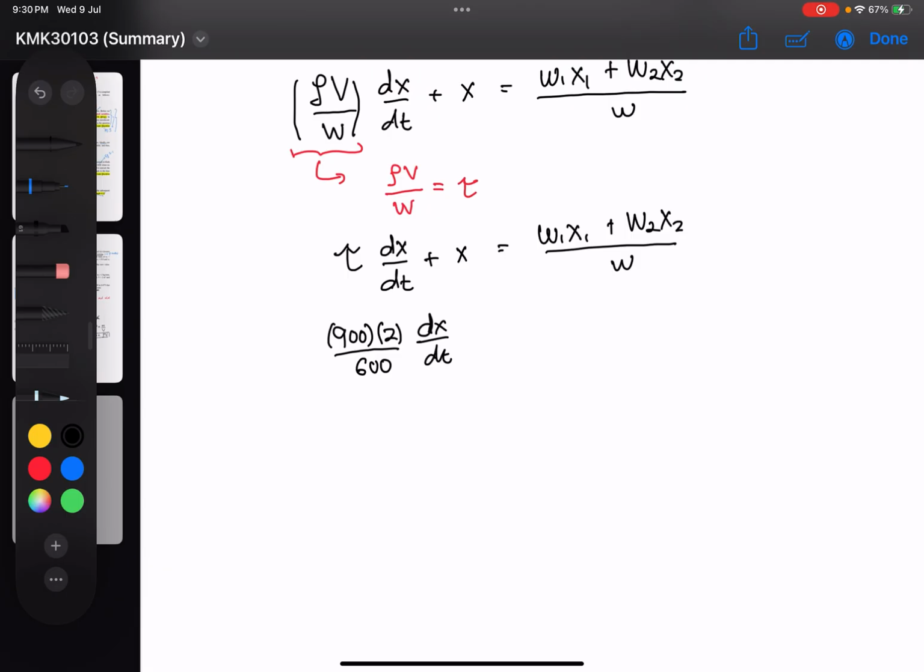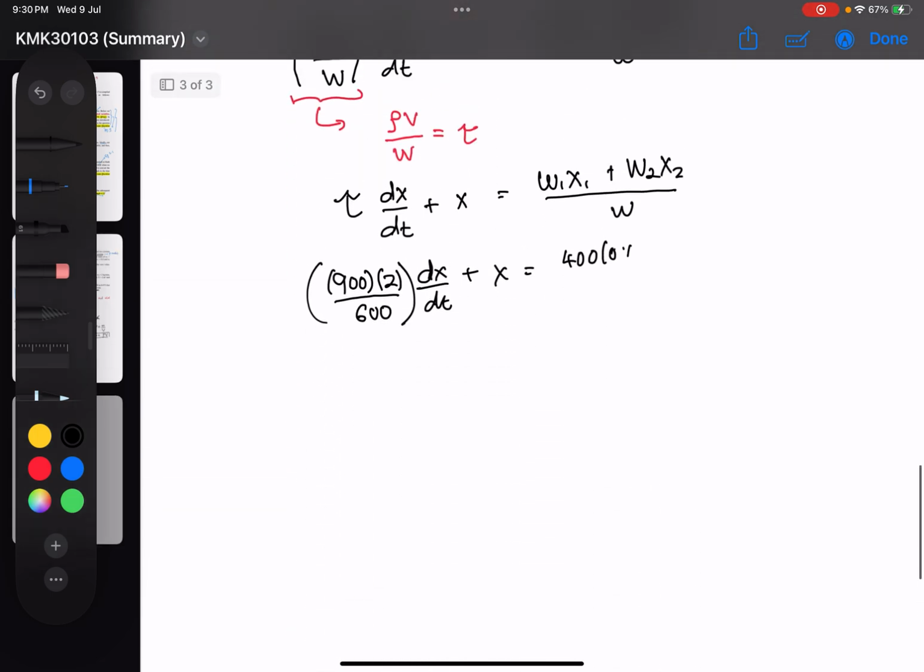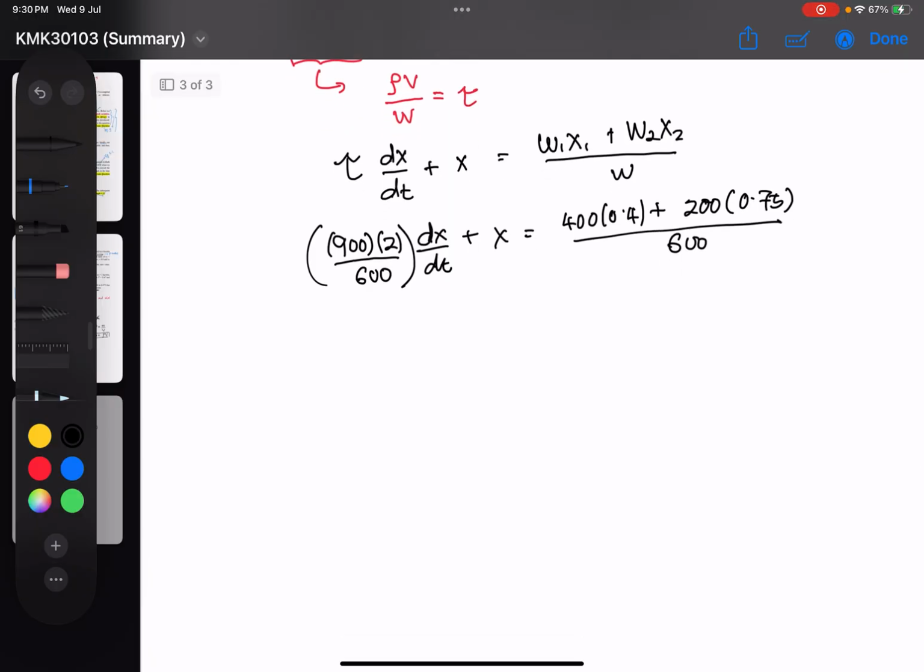Tau dx over dt plus x equals W1, which should be 400 multiplied by x1, which is 0.4, plus W2, which is 200, and then x2 should be 0.75, divided by W, which was previously calculated as 600. So now I'm going to end up with tau equals 1800 divided by 600 equals 3. 3 dx over dt plus x equals... I'm going to solve for this one. I'm going to end up with 0.517.